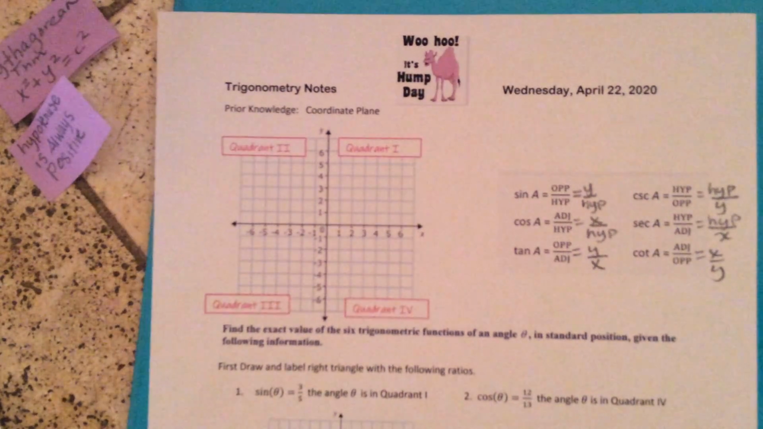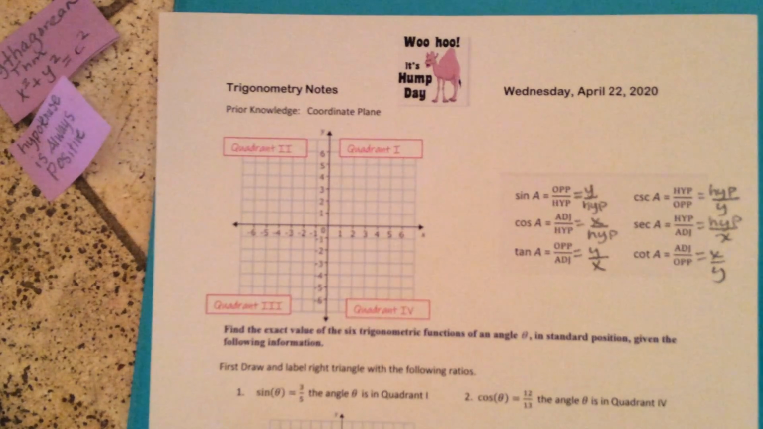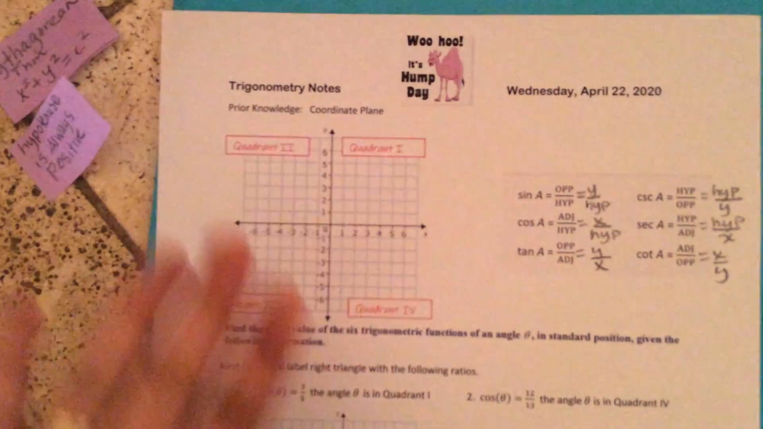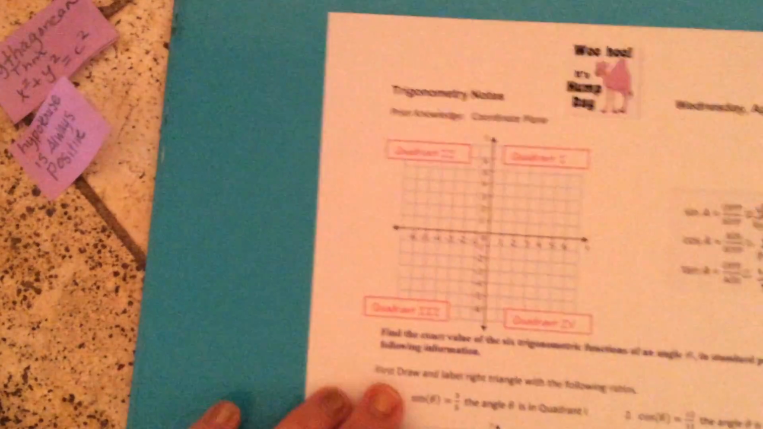Hello kids! So today we're going to be learning how to find the 6 trigonometric functions by using the coordinate plane and drawing a triangle on the coordinate plane. So we're going to begin with a little prior knowledge of the coordinate plane.